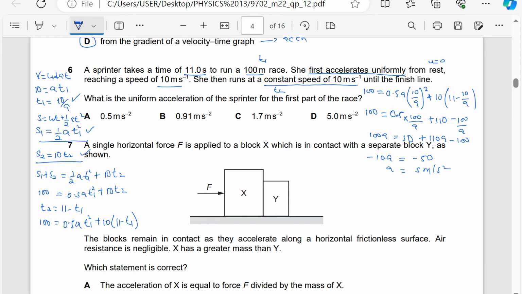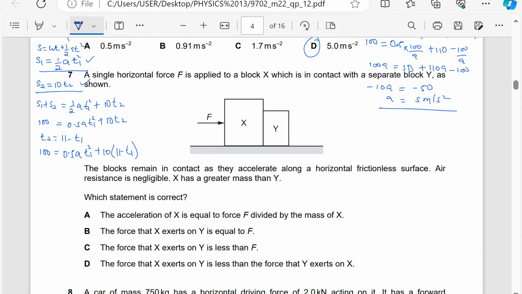Okay, so I did this the long way, but you could have a shortcut. I just tried to show every step, but I could skip several steps here. So this gives me acceleration as 5 meters per second squared, which makes the answer to be D.